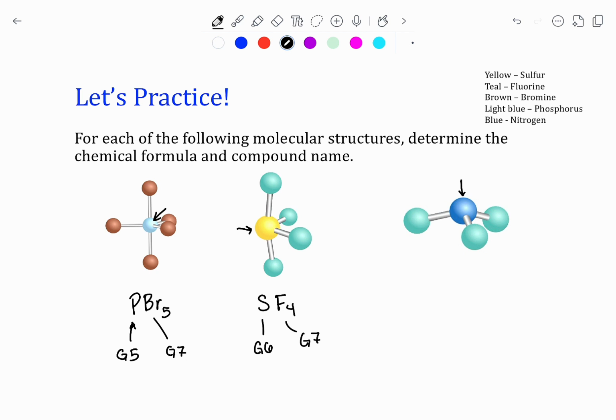Again, these are just structures that we've looked at earlier that we wrote the formulas for. We just didn't have a direct explanation as to the order at which we were writing them in. But now we have that explanation, so we're just proving that concept. In our final one here, we have nitrogen in dark blue, and then our teal is fluorine again, and there's 3 of them. So nitrogen is in group 5, and fluorine is in group 7. So again, left to right.